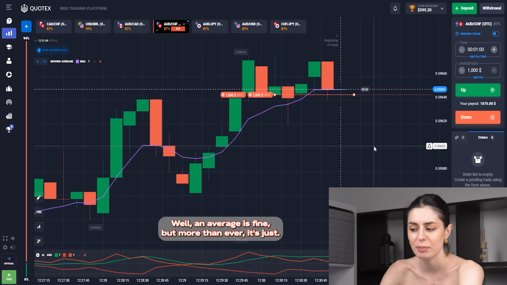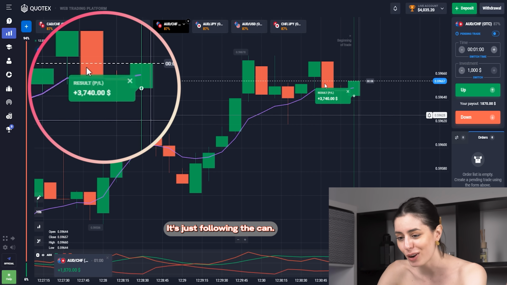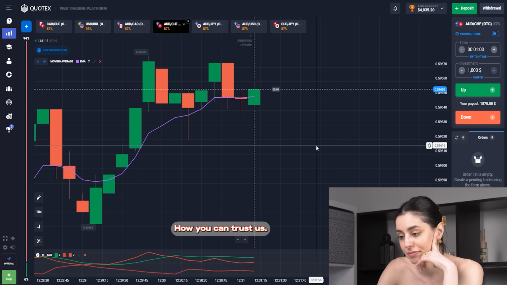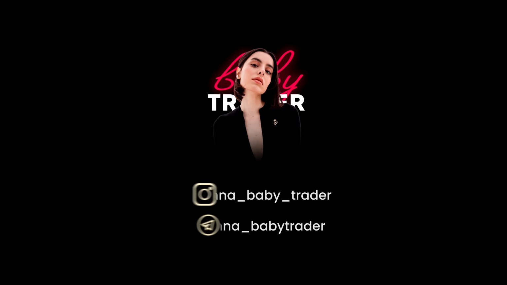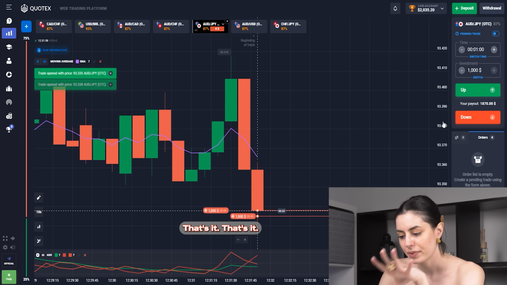Moving average is fine, but moving average is just following the candles. So that's why, how can you trust it? You can't. That's it.